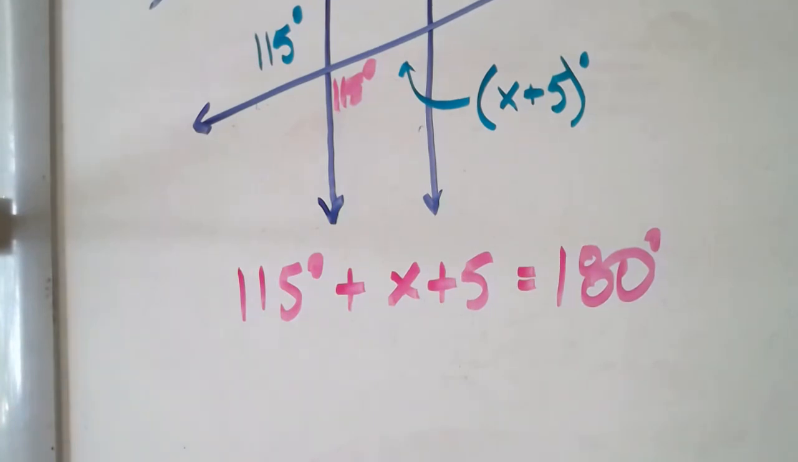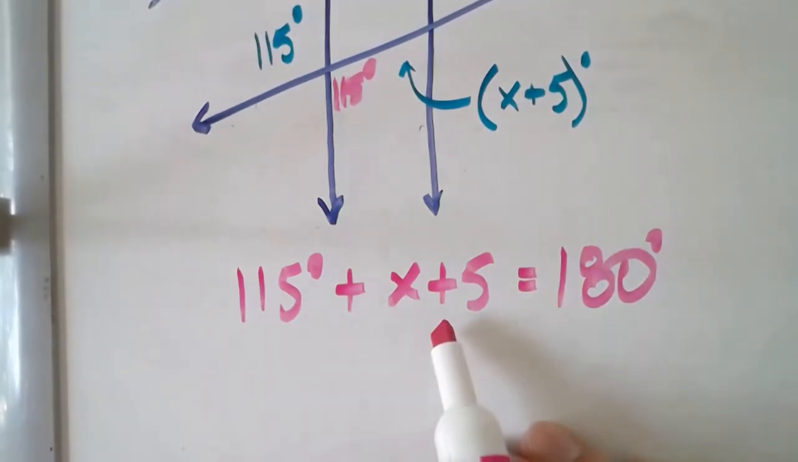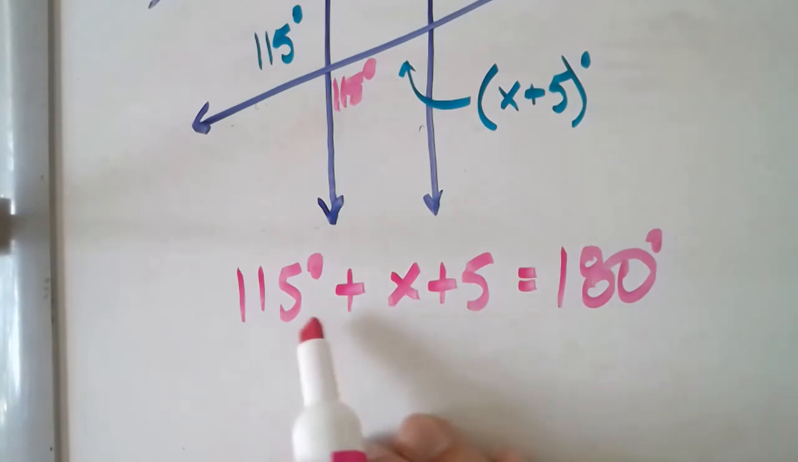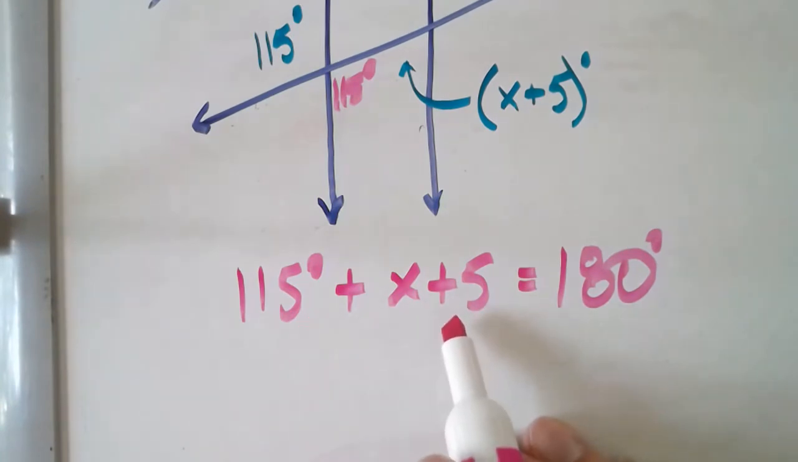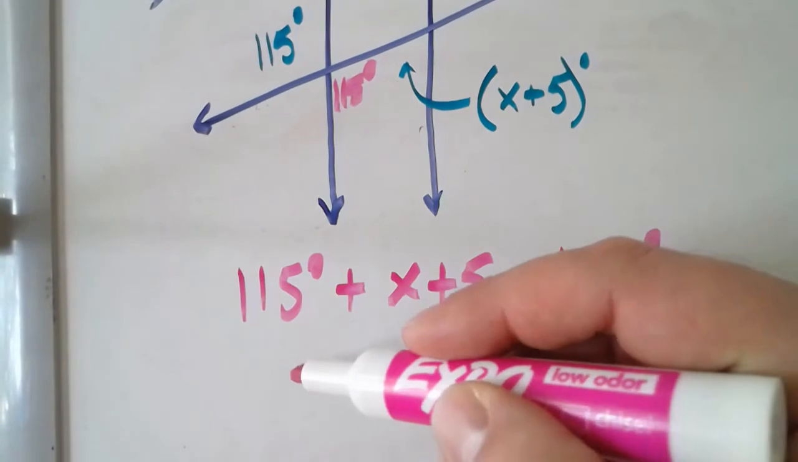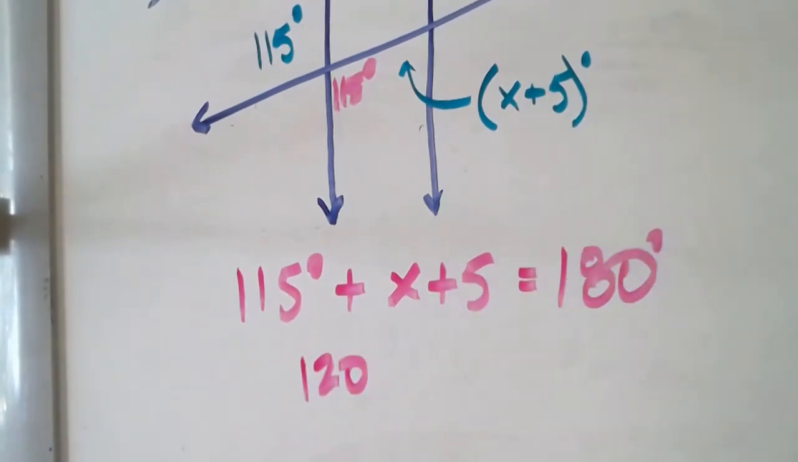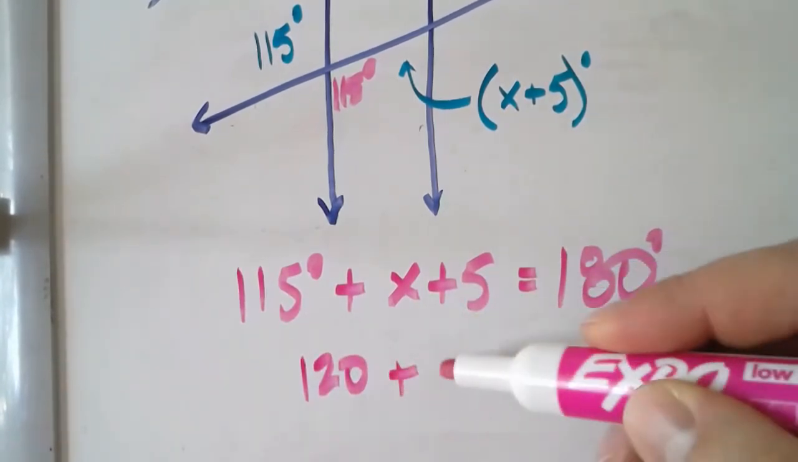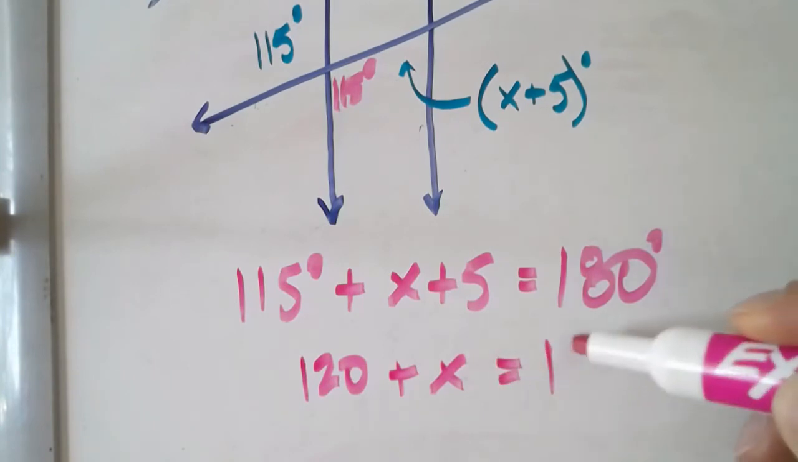So at this point, this is a chapter 1 problem. Basically, collect like terms, move things away from x so I get x by itself. I can combine the 115 and the 5. They're on the same side of the equation, so I just do the operation just as it's written. 115 plus 5 is 120. Nothing happened to my x yet, and it still equals 180.